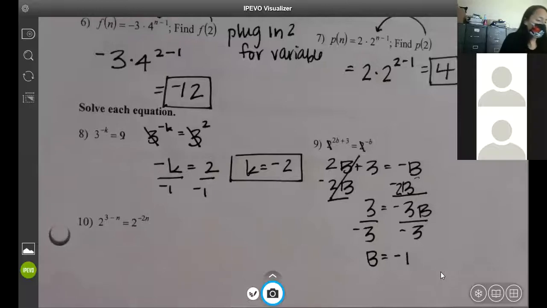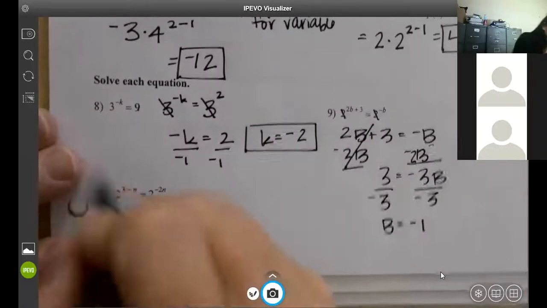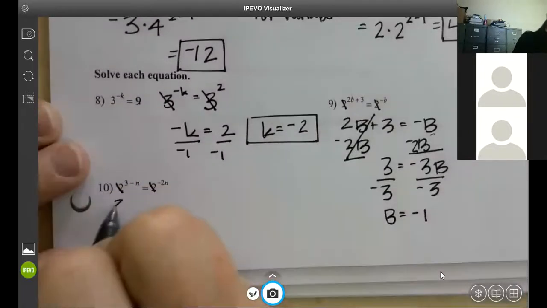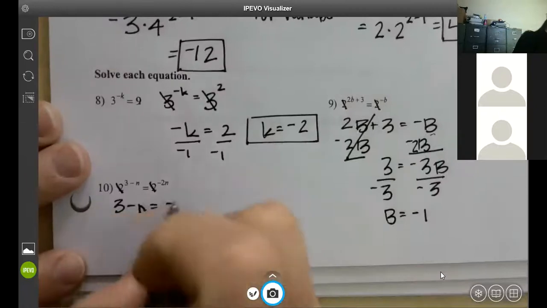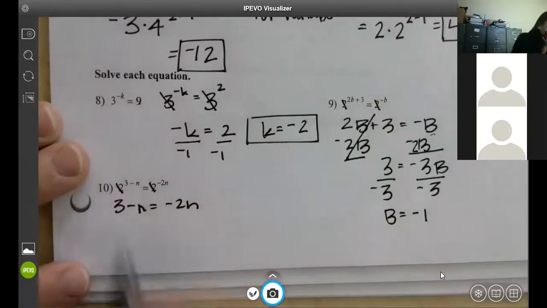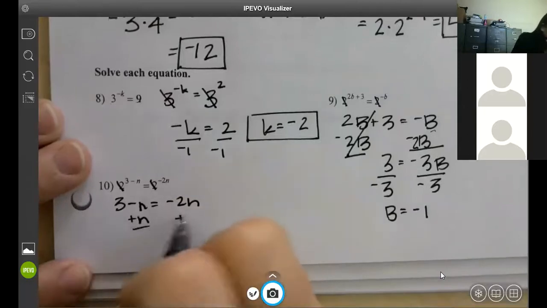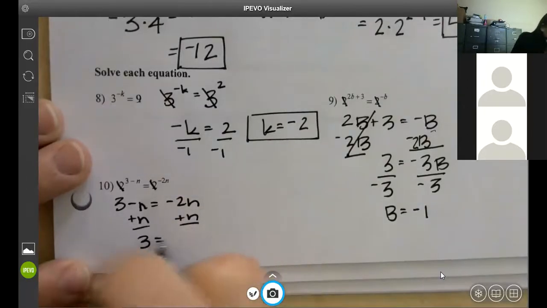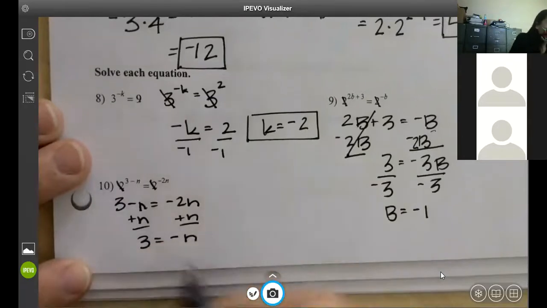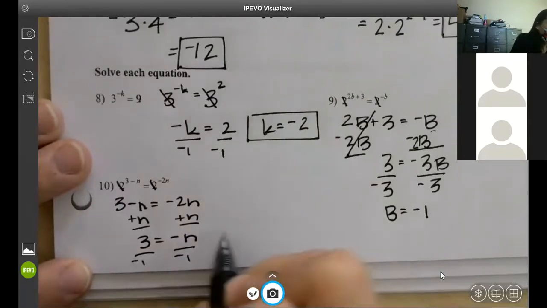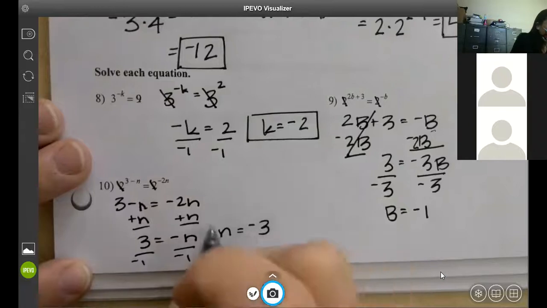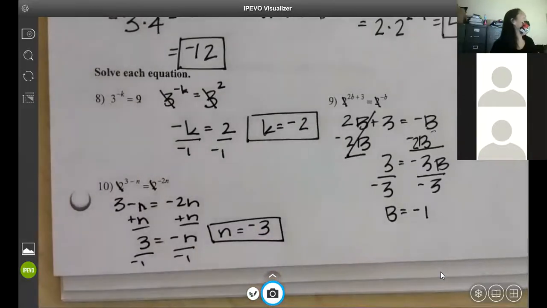So I'm going to stop this share and go back to my other one. And I'm going to solve it by hand too, so that you guys can see that as well. So we found out this one was -3. How do we get that? We mark out our 2's. We get 3 minus n equals -2n. We're going to add n to both sides. That's 3 equals -n. And then we divide by -1. And if you guys look, n equals -3. I don't care if you use Desmos on your test, okay? I do not care.